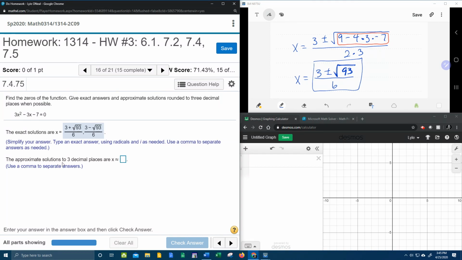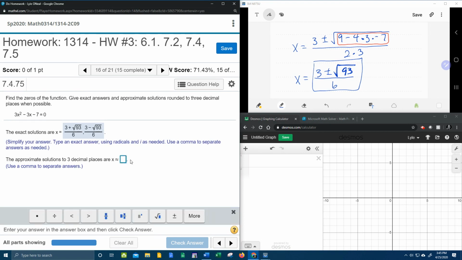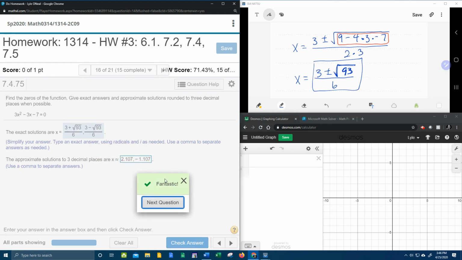Now it wants the approximate solutions to 3 decimal places. And the way we're going to do this is we're going to input each one of these fractions into the calculator. And when I say the calculator, I mean the Casio FX115ES Plus. And so entering 3 plus the square root of 93 all over 6 gives us 2.107. And notice it does say to round to 3 decimal places, which is what I've done. The other solution, if you input into the Casio, will give negative 1.107. And that's how you get the approximate solutions there.